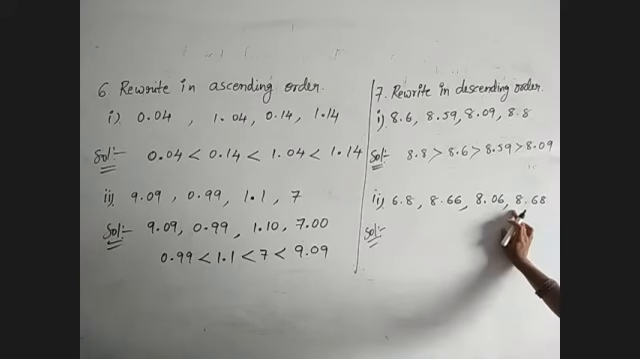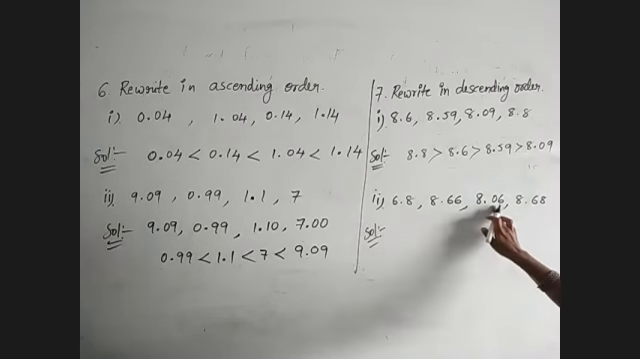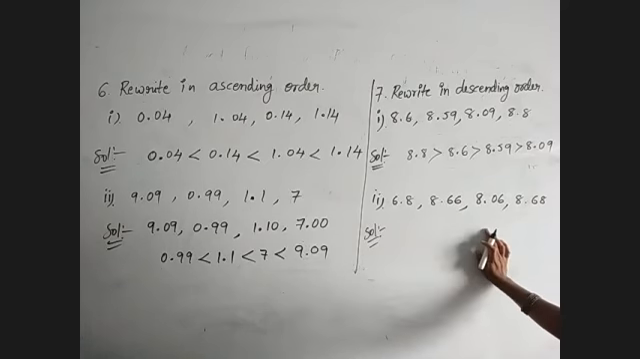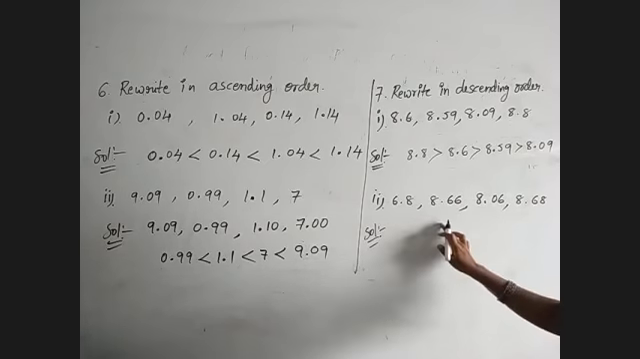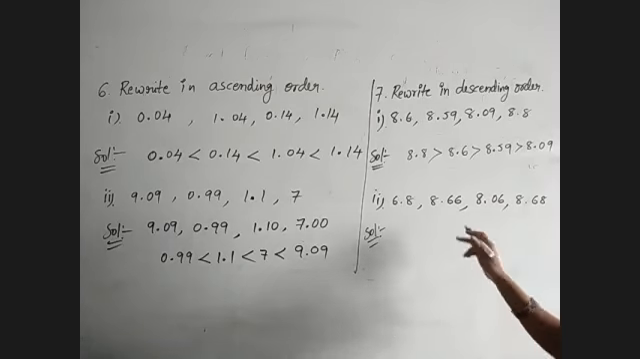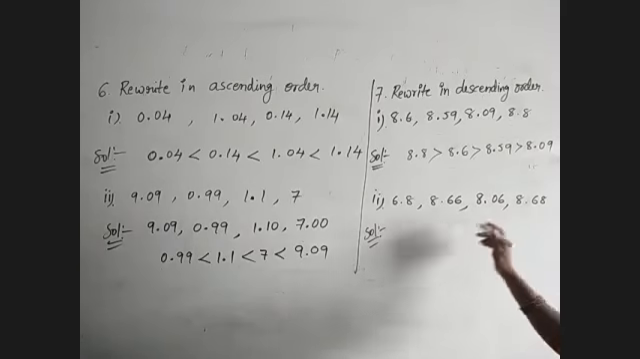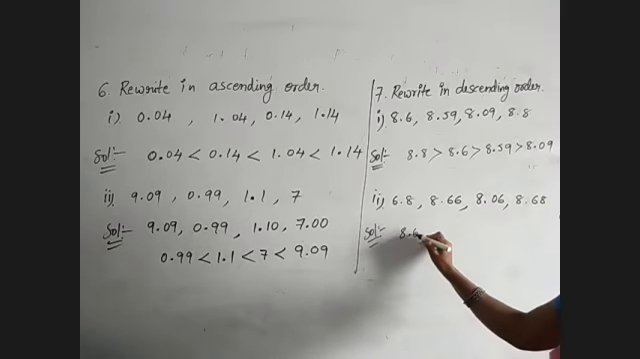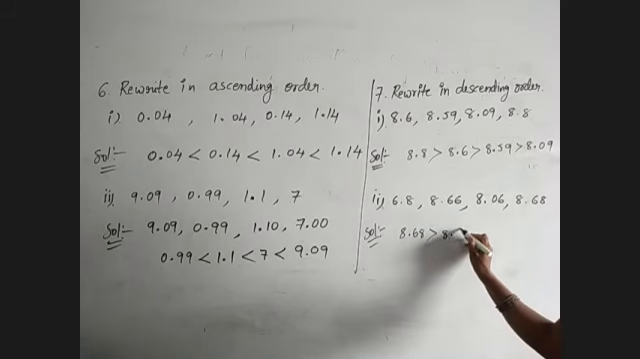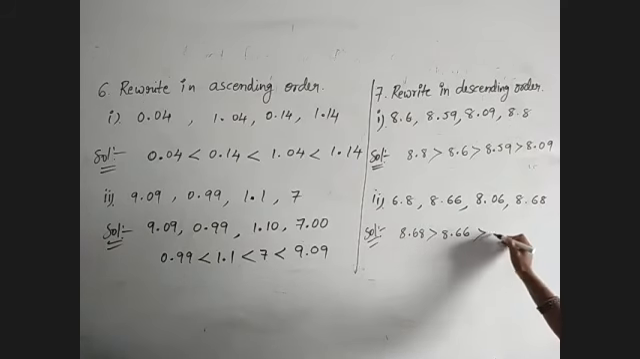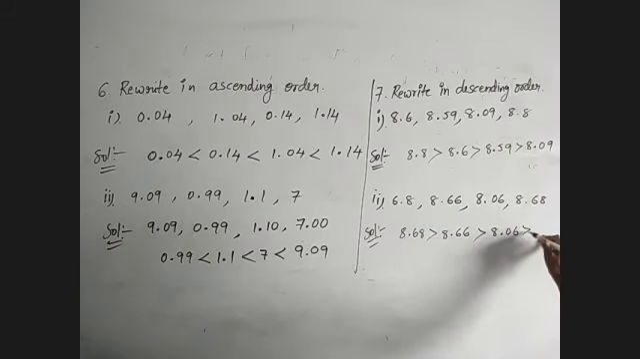What is next? 8, 8, 8. All those 3 have 8 only in the whole number part. Then go for the tenths digit. 6, 0, 6. So among 0 and 6, 6 only is greater. But with 6 we have 2 numbers. Then go for the hundredths digit. 6 and 8. So 8.68 is greater than 8.66. Next 8.06. Next 6.8. Very simple, okay?